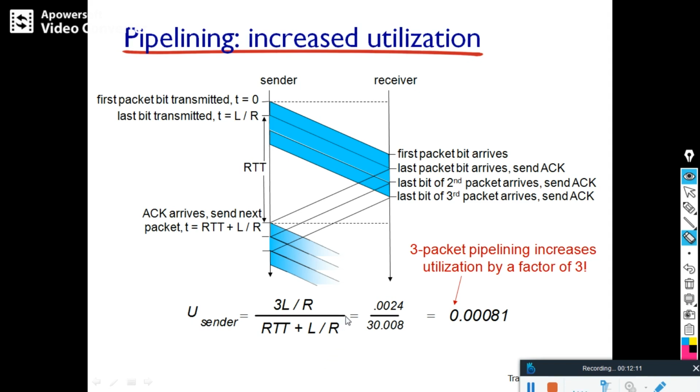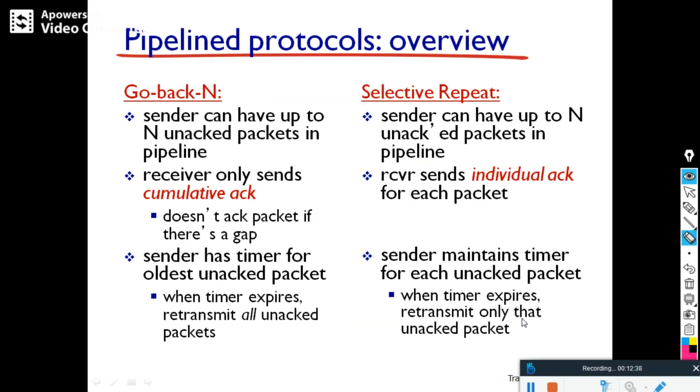What is the advantage? Pipelining increases the bandwidth utilization of the channel. It is found that it will increase the utilization by a factor of 3. This is very important from the exam point of view. Whatever I explained earlier for this scenario, you have to explain. At that time it was 0.027, now it is 0.081. Pipelining increases the utilization by 3 times.